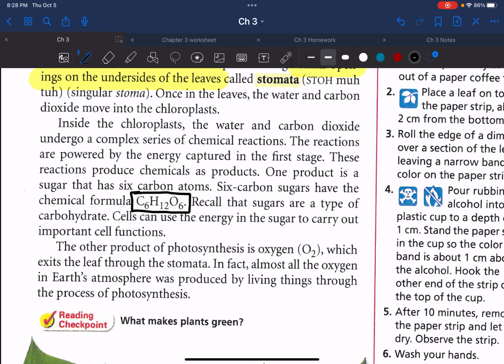The other product of photosynthesis is oxygen. This is super important too, so plants help get oxygen into the atmosphere for us. The oxygen exits the leaf through the stomata. That's pretty important. The stomata are a really important part of the leaf. In fact, almost all the oxygen in Earth's atmosphere was produced by living things through the process of photosynthesis.